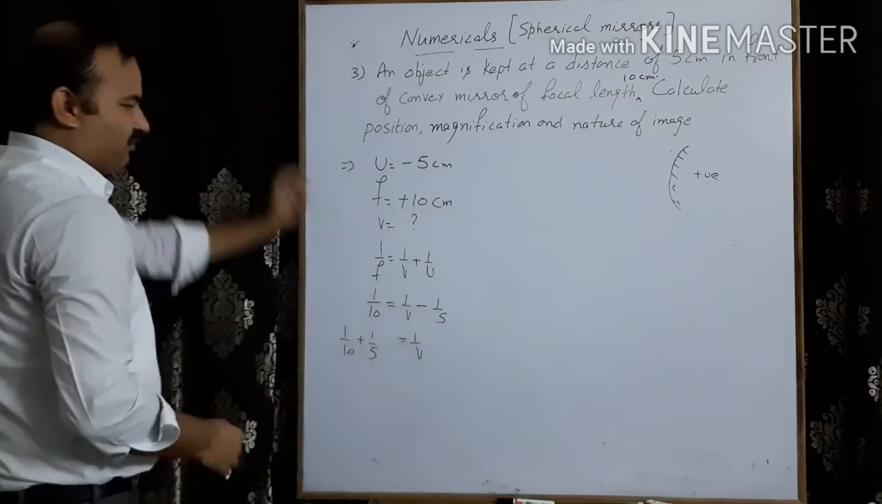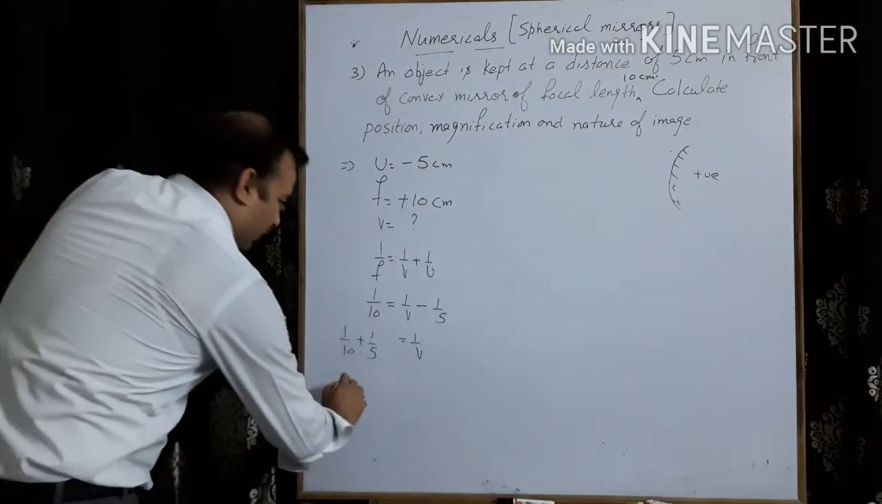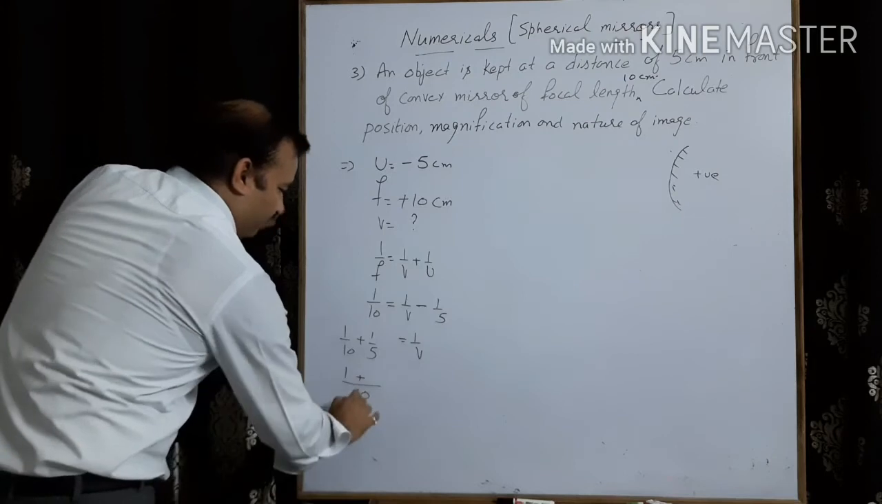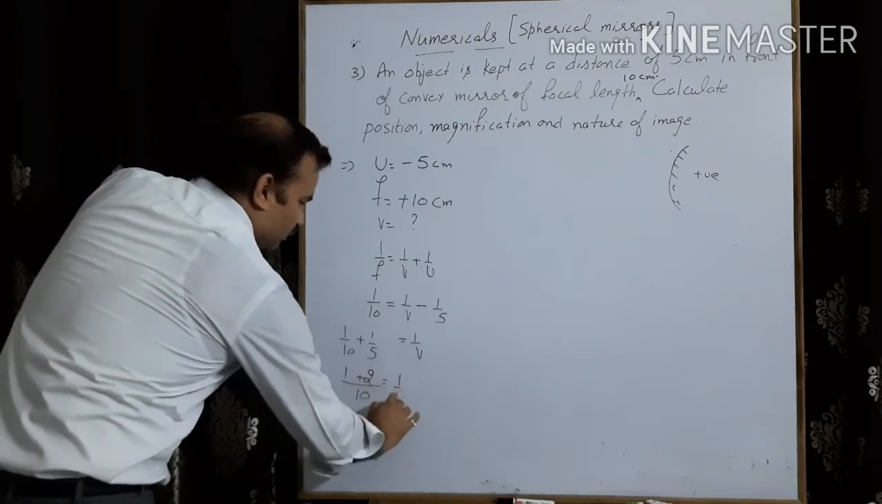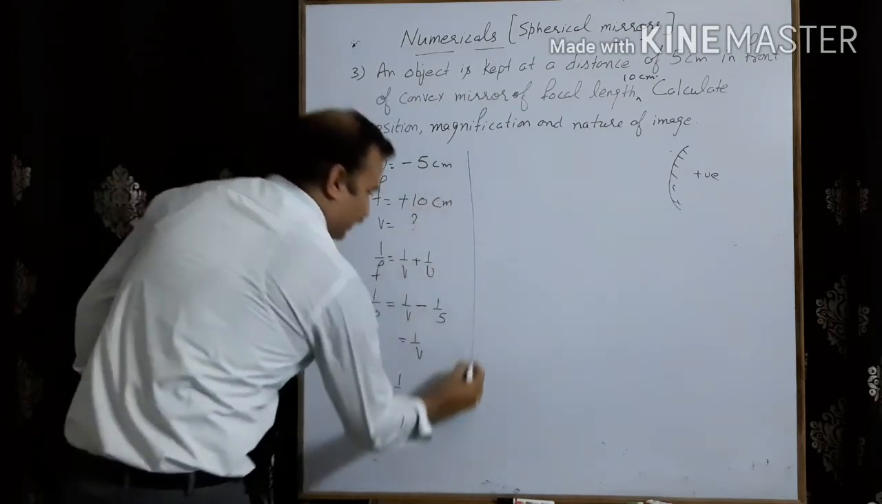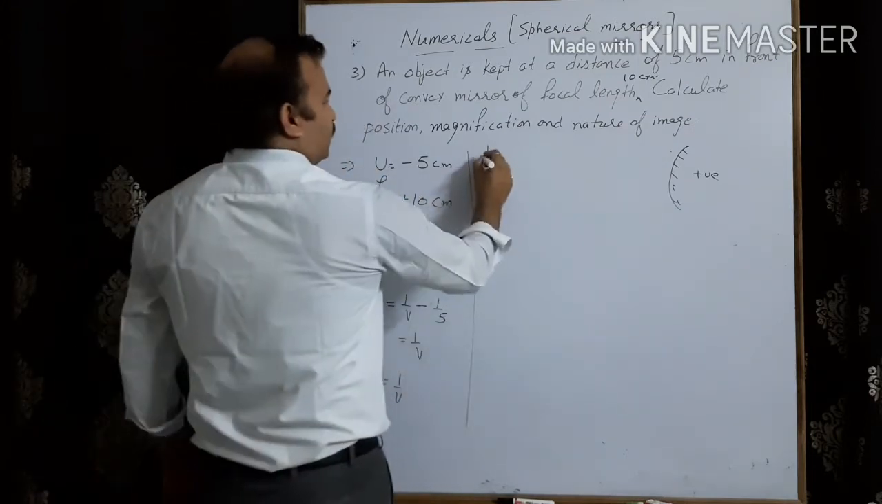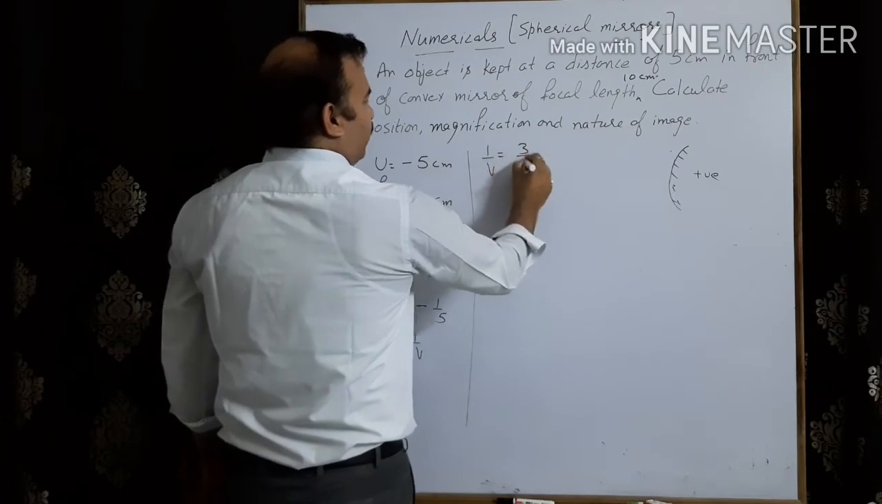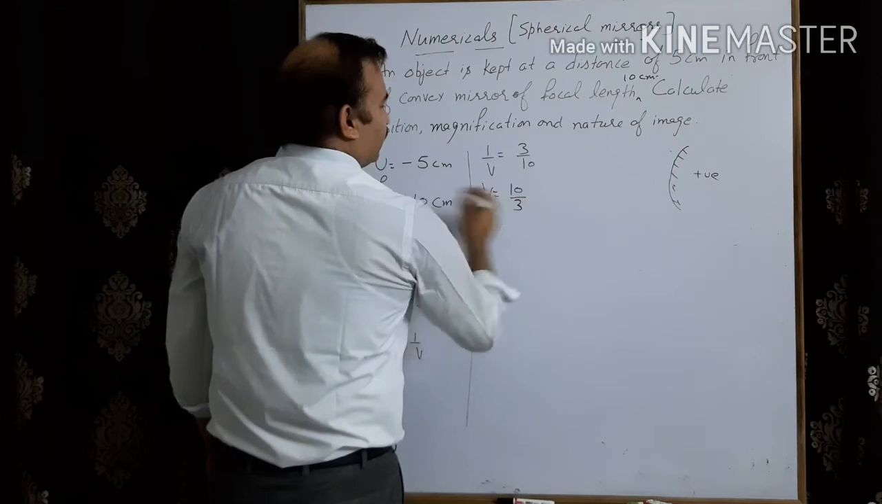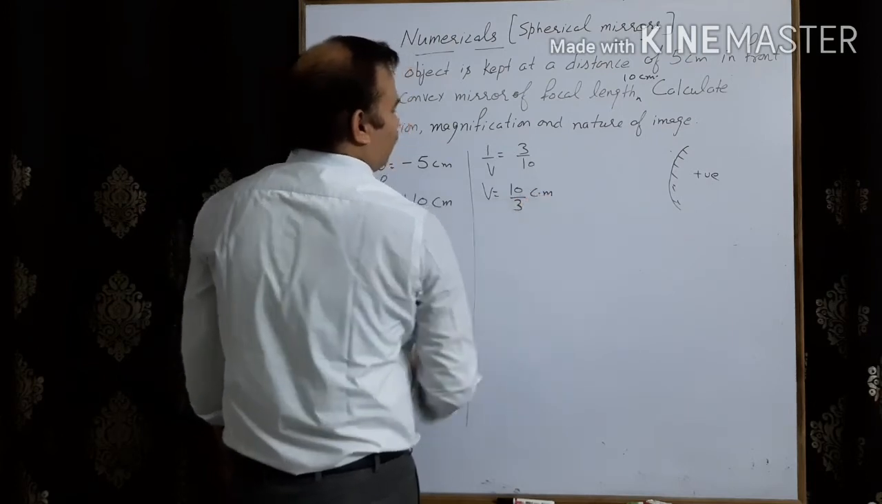1 by 5 will shift, left hand side will become plus. Now let's take LCM. LCM is 10. 10 ones are 10, 5 twos are 10, 2 ones are 2. So 1 by v is equal to 3 by 10. I'll write here. That is 1 by v is equal to 3 by 10, or v is equal to 10 by 3 centimeter.